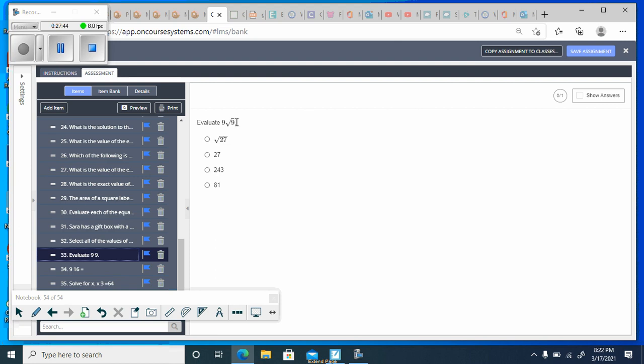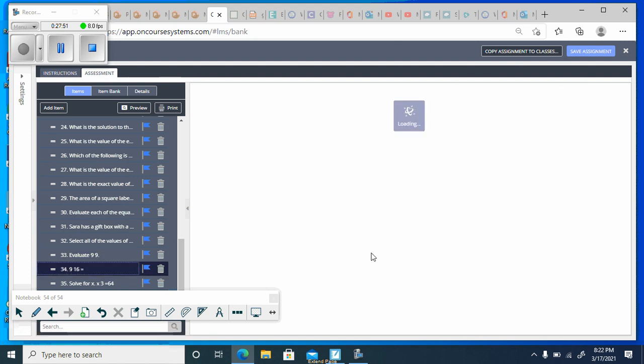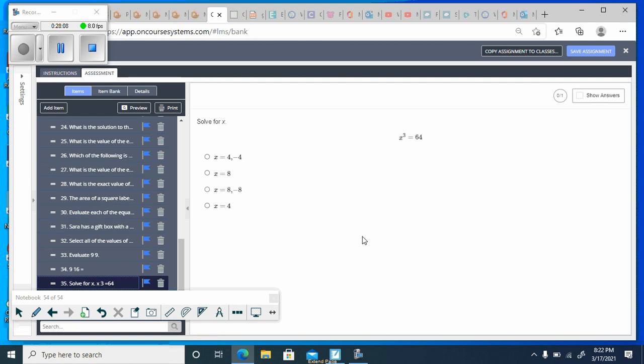Evaluate 9 times the square root of 9. Square root of 9 is 3, so 9 times 3 is 27. The square root of 9 over the square root of 16, that gives you 3/4. What's x if x cubed is 64? It would be 4. Not 4, negative 4, just 4.